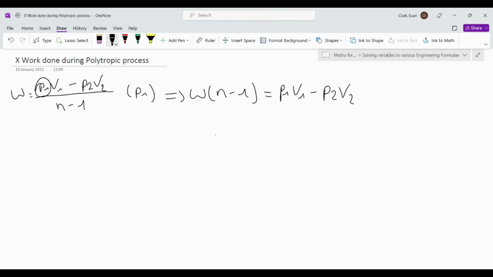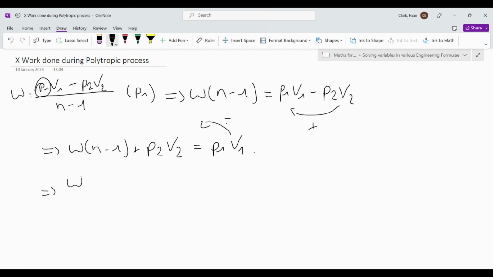And we're looking for P1. So we can get rid of this thing here, pop it on the left, so we just have to do plus. So that will give us W(n minus 1) plus P2 V2 equals P1 V1. And last step, we're looking for P1, so we simply have to divide V1 to the other side. So it's just going to be W(n minus 1) plus P2 V2 over V1.